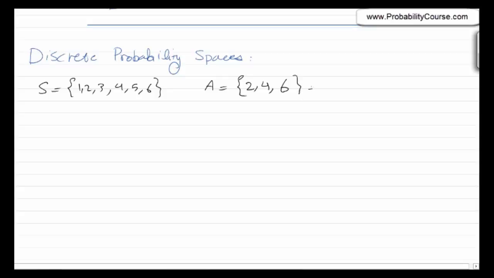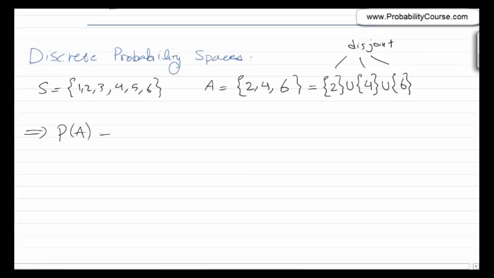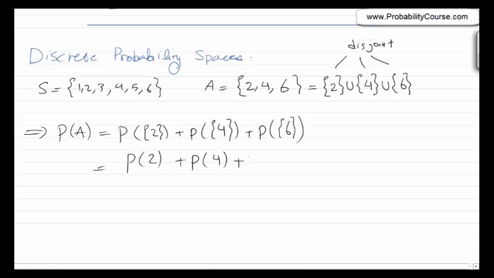Well, what I can do is write A as a set that contains element 2, union, a set that contains element 4, union, a set that contains only element 6. And we note that these are disjoint sets, which means that they don't share any elements. We can write the probability of A as the probability of the union of these sets, but because they are disjoint, because of the third axiom of probability, this is equal to the probability of the first event plus the probability of the second event plus the probability of the third event. And usually we simplify the notation, we just write probability of 2 plus probability of 4 plus probability of 6. So basically we remove the brackets here.